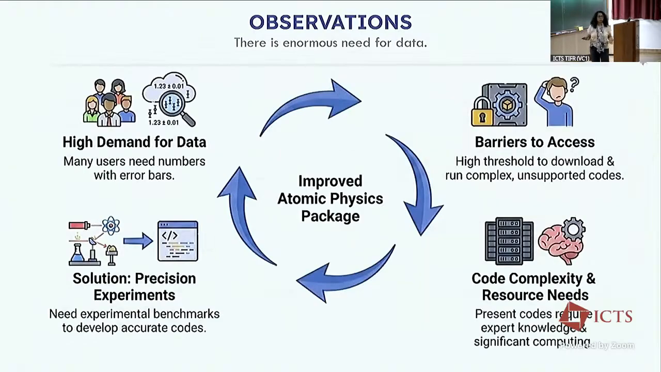So based on this observation that we need a lot of atomic data, and there are barriers to access these atomic data because there's a high threshold to first download these complex codes. They have unsupported documentation, and most of them require expert knowledge to run. So based on this observation, we propose that, okay, we are theoretical atomic physicists. We already have a number of methods in our group already developed. So why not bring them onto a common platform, which can be used by experimentalists and also startups.